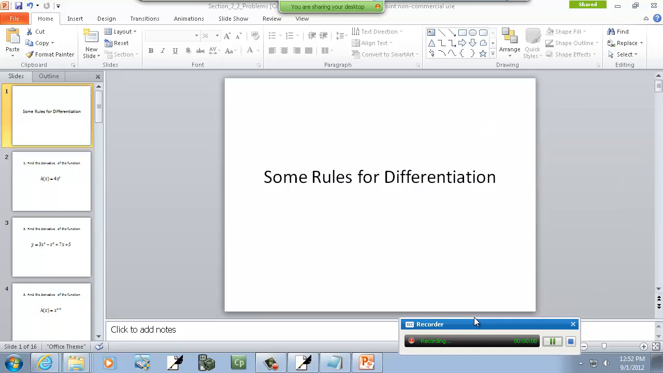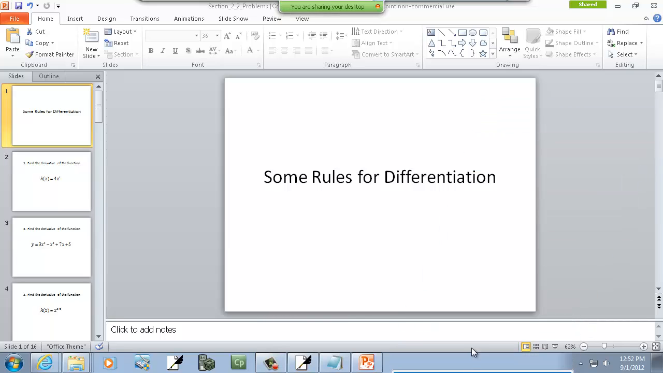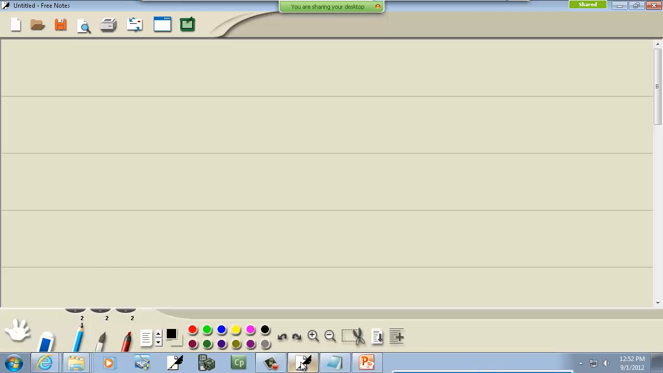Let's take a look at some rules for differentiation. And I'm going to write them down here. Now the first one is this is notation for derivative, the derivative with respect to x.